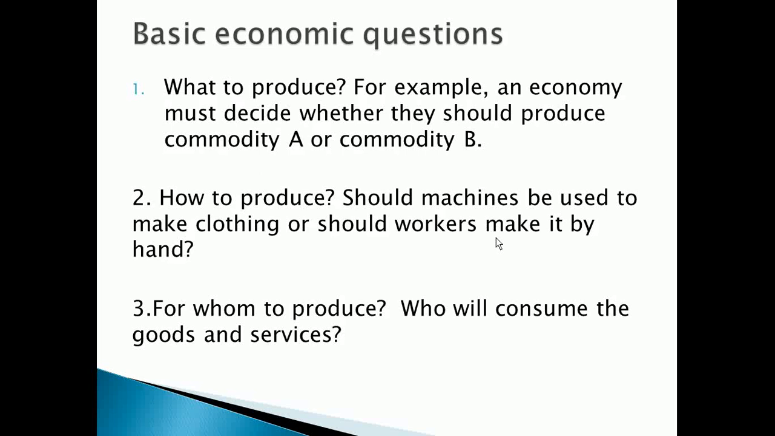Second question is how to produce. This has to do with the method of production. Should we use machine or should we work by hand? These are two decisions that organizations must make. In other words, should our production be labor intensive or capital intensive? This is a critical and crucial decision that organizations must make because the economic situation will dictate it.